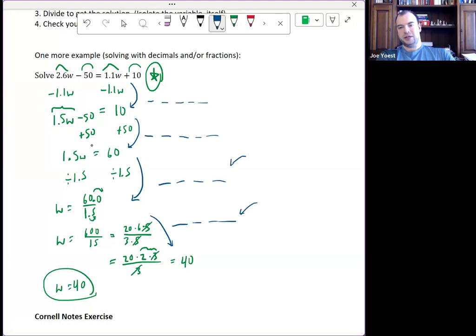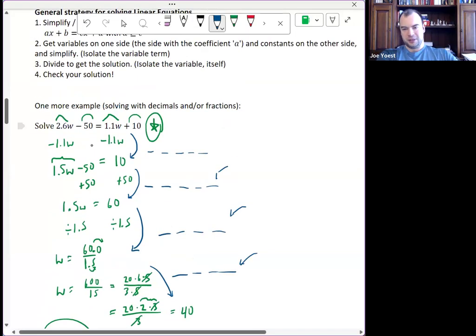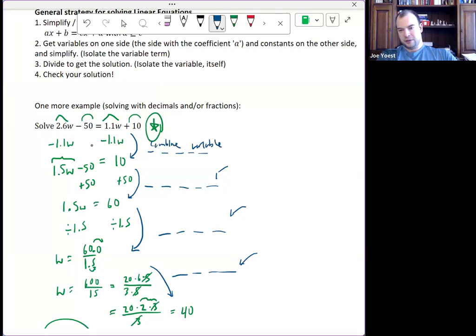Writing out words over here, right? So again, this might be something like "combine the variable terms," for example.